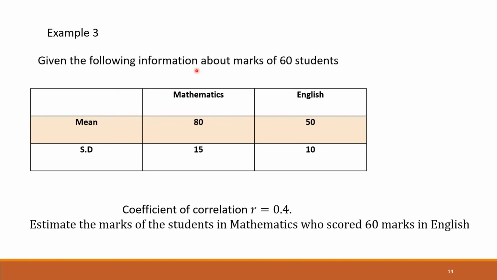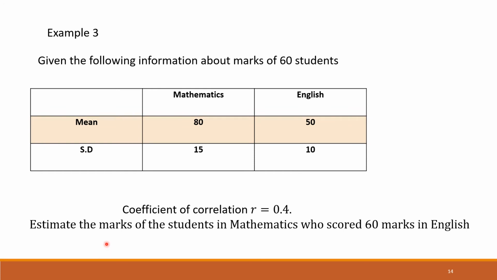Let us assume that mathematics is taken as X and the English column is taken as Y. So what are we given? The mean of mathematics, X bar, is 80, and Y bar is 50. Sigma X is 15, sigma Y is 10.